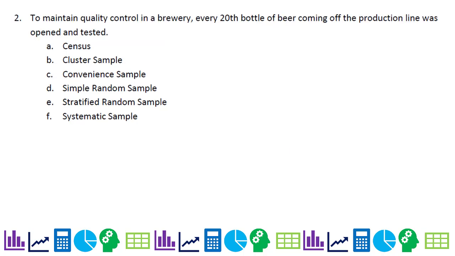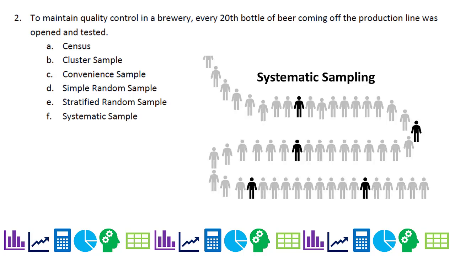Number 2, to maintain quality control in a brewery, every 20th bottle of beer coming off the production line was opened and tested. So this is called systematic sampling. What you really do is you randomly pick a starting point, but then you go the same number of people or whatever it is down the line, and you pick that individual. So in this case, we're doing every 20th individual, and this is systematic sampling.